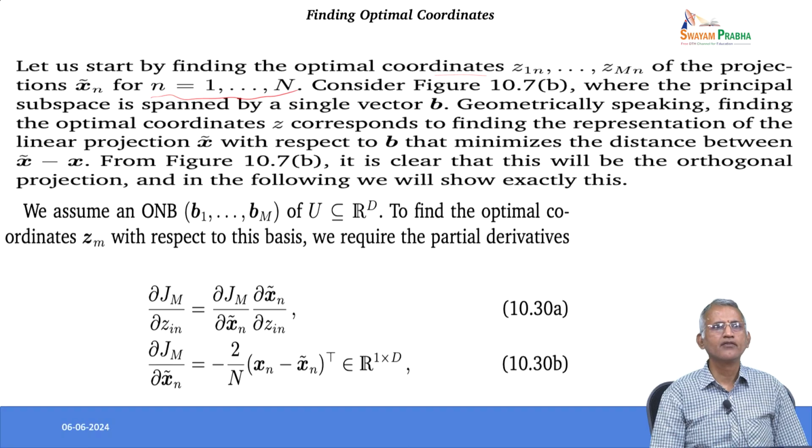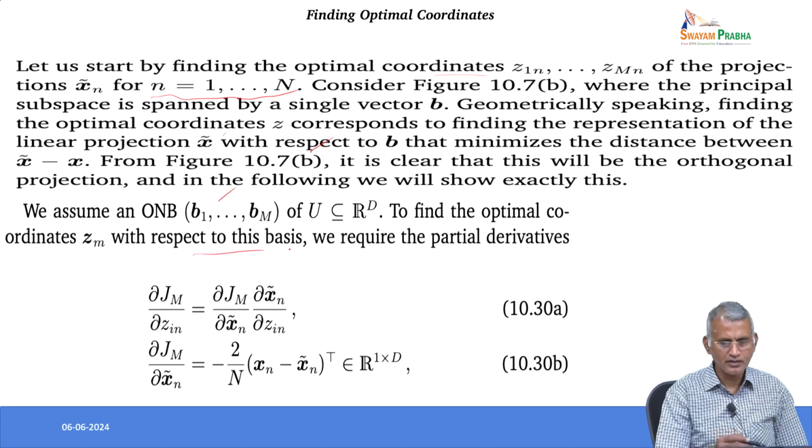Geometrically speaking, finding the optimal coordinates z corresponds to finding the representation of the linear projection x bar with respect to b that minimizes the distance between x bar and x. From figure 10.7b it is clear that this will be an orthogonal projection. Therefore, we will show exactly this. Assume an ONB b1, b2, ..., bm of U which belongs to R^d, and find the optimal coordinates zm with respect to the basis.